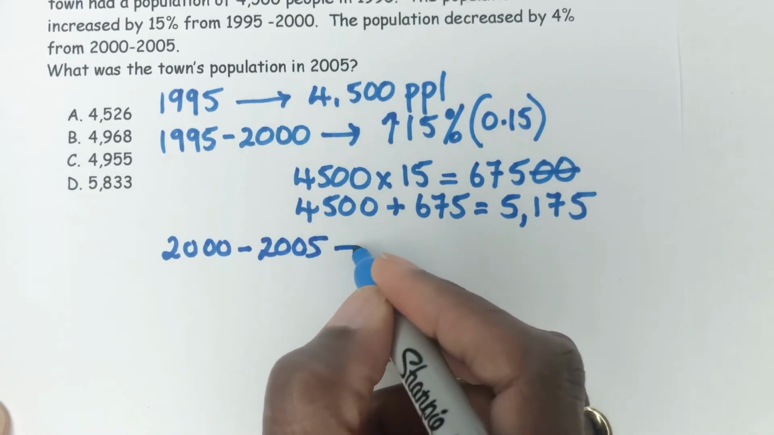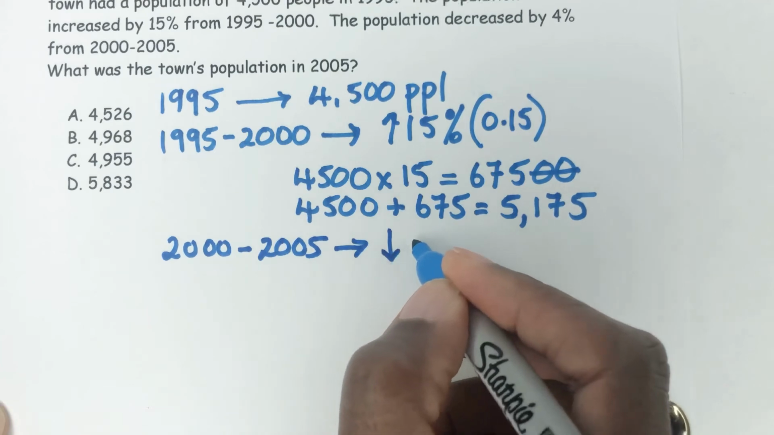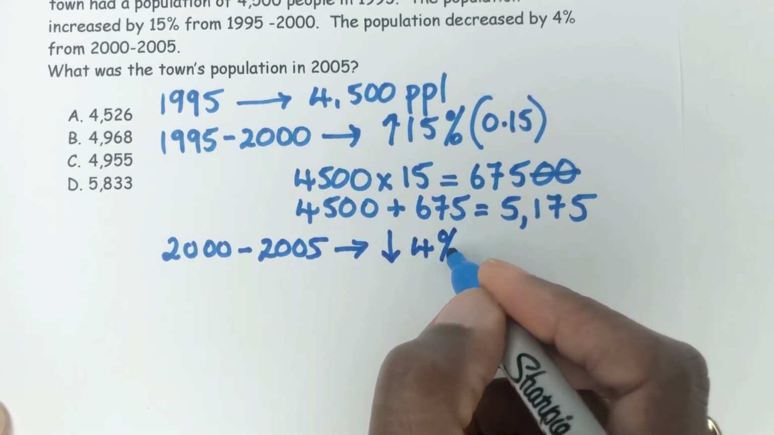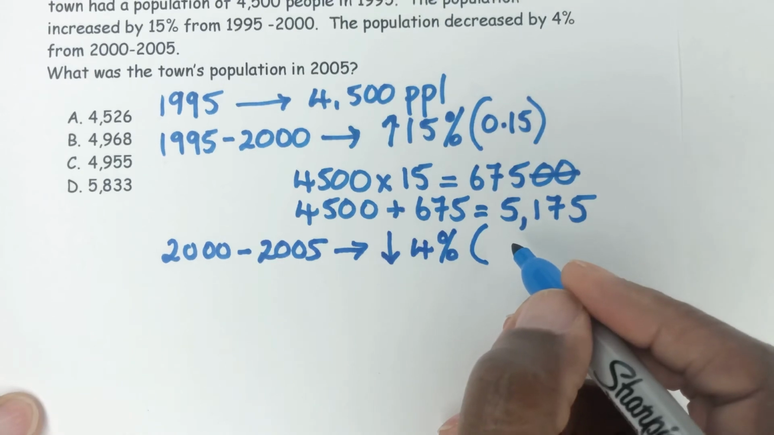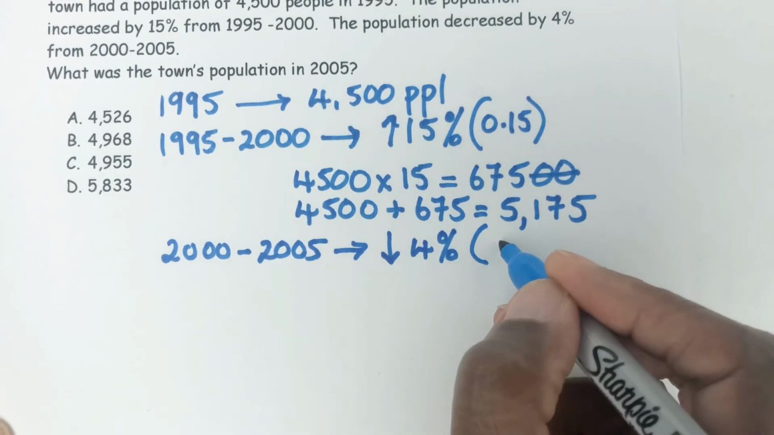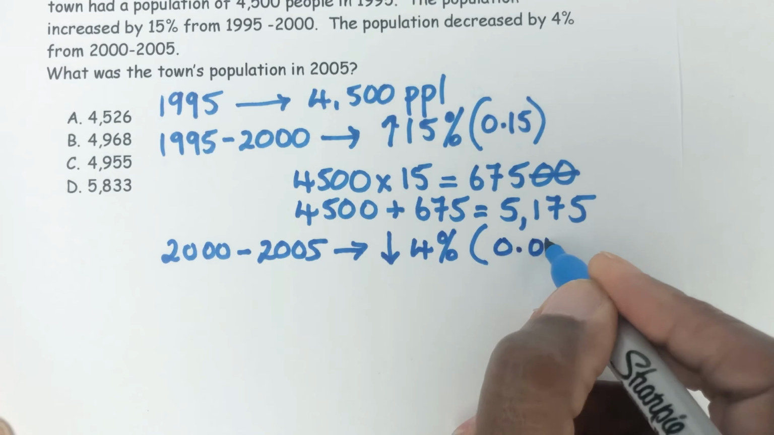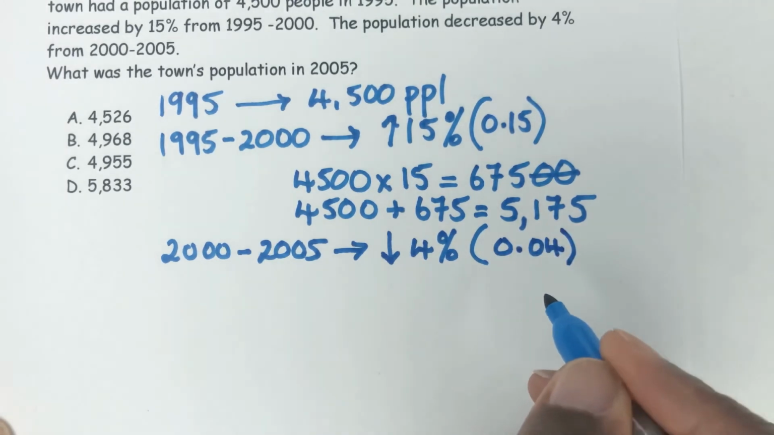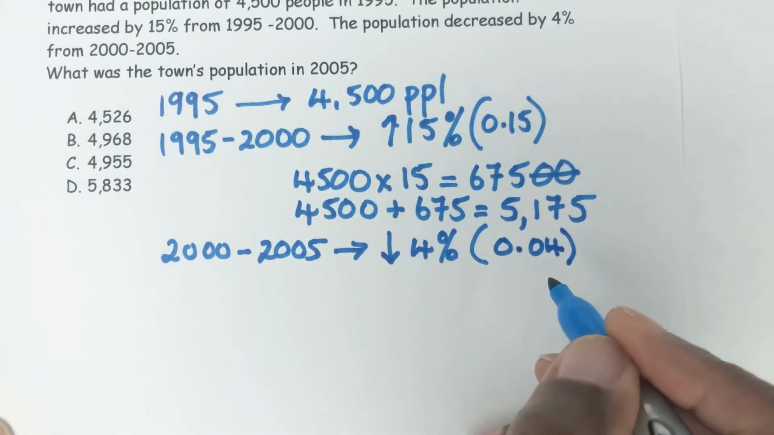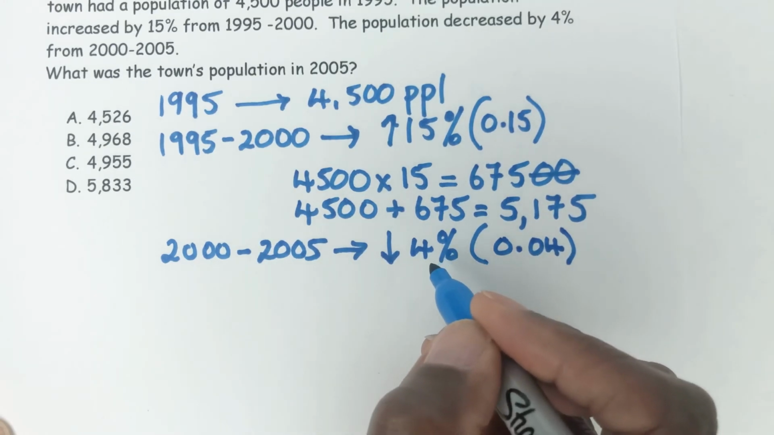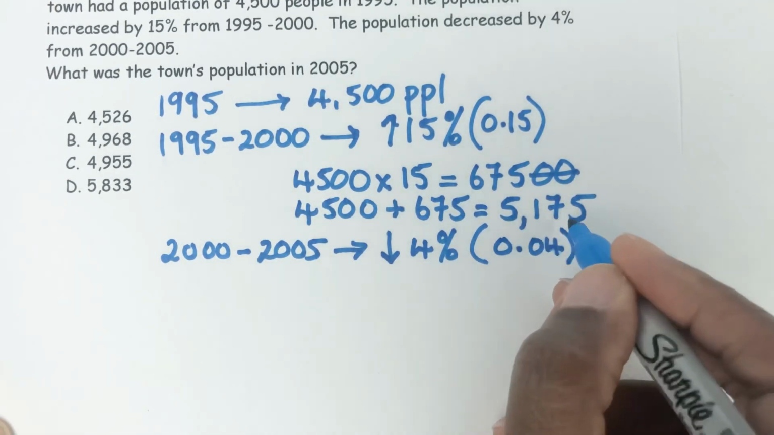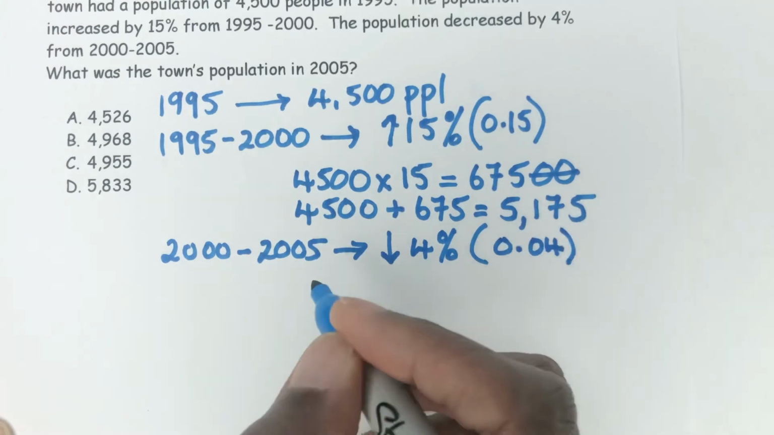So you've got 2000 to 2005. They said that it decreased by 4%. Now, if you are a converter and you want to convert that to a decimal first before you do your calculations, that would convert to 0.04, right? That's for the decimal people. I'm not doing the decimal working out today. I'm just doing it as if it's just 4, right?